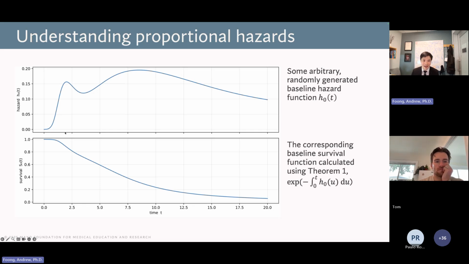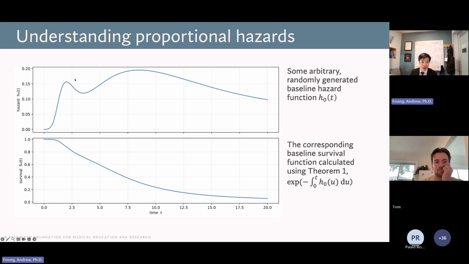So on the x-axis is time, on the y-axis is the baseline hazard function, and this is just some random function. So it's some function that was randomly generated with a computer. Now, remember theorem 1? Theorem 1 states that if you know the hazard function, you can calculate the corresponding survival function by using the exponentiation of the integral.